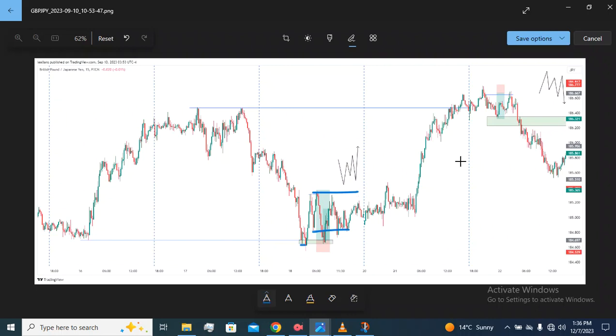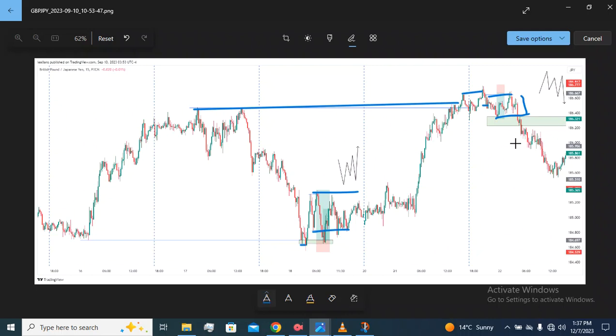Yes, a clear sweep of liquidity. You don't have to trade every time. A clear sweep of liquidity, wait for the manipulation first, right? After that manipulation, start anticipating for a sell. First break of structure here, then you ride to target. Ta-da! It was just as simple as that.